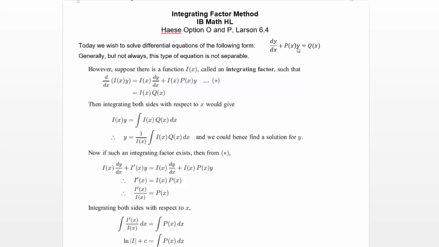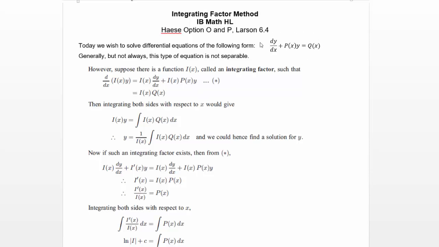These classes are not always separable, but if there exists a certain function called an integrating factor, then it can be possible to solve these sorts of differential equations. I'd like to walk you through the typing that our textbook has, so we have some background as to where this crazy factor comes from, and then we'll focus our efforts on solving a couple examples.